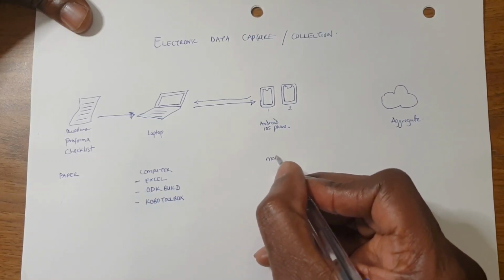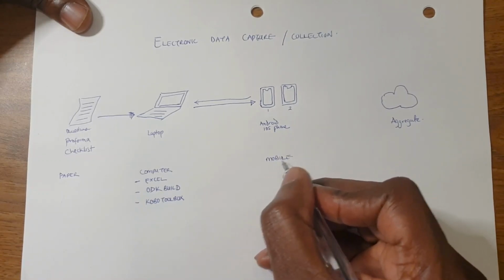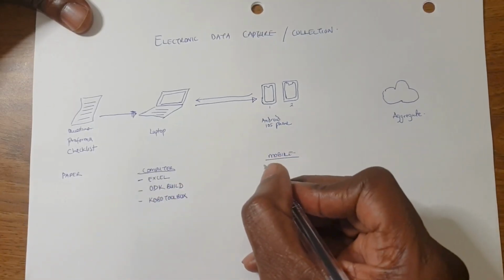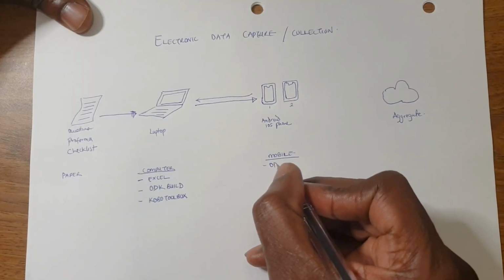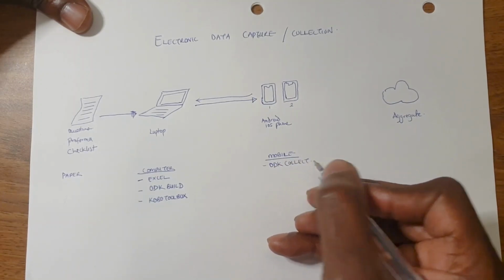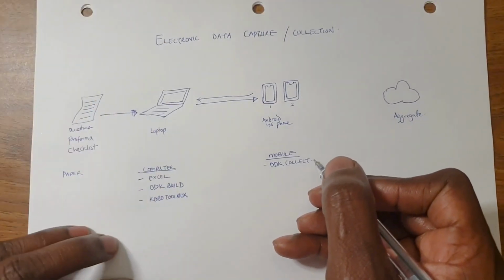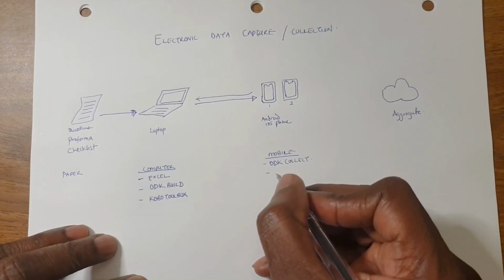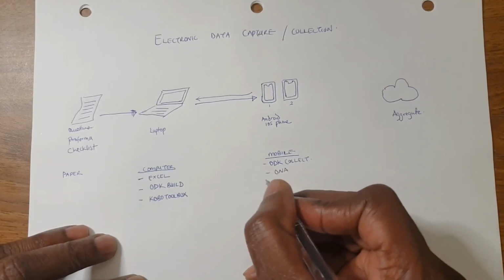So what you're going to need on your mobile phone is a bunch of software. So either one of these software would do the trick. Either you use something that's called Open Data Kit, ODK Collect. A lot of you have heard about ODK Collect. Or there's one that's called Ona, very popular.